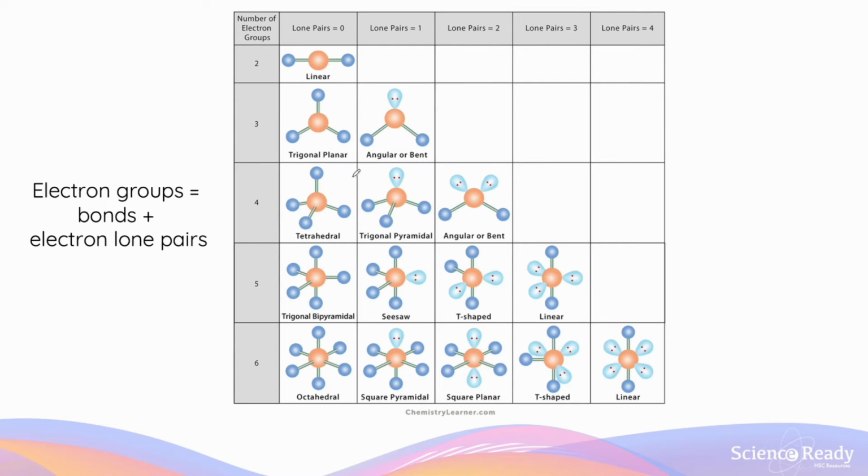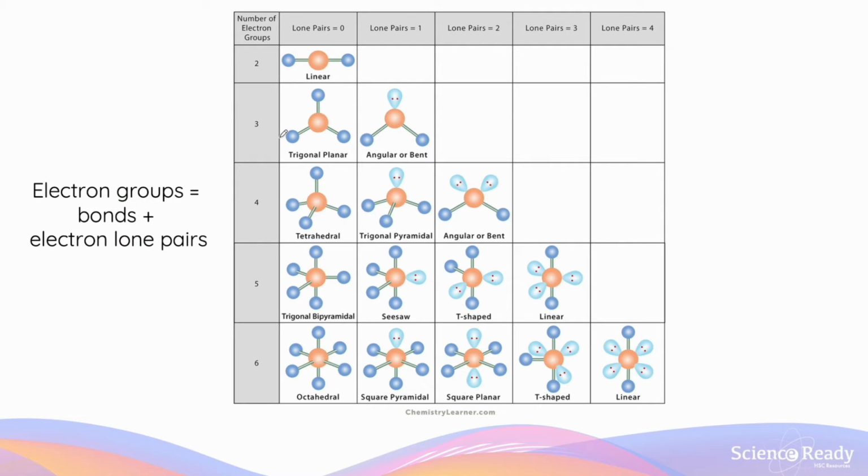In the textbook or online, you will often come across a table that tells you the different types of geometry according to VSEPR theory. On the column of this particular table, we have the total number of electron groups. Electron groups refers to the bonds as well as the electron lone pairs, as we previously mentioned. Across the rows, we have different numbers of lone pairs that the atom has. So for example, if a molecule has a total of 2 electron groups but 0 lone pairs, it will adopt a linear shape or geometry.